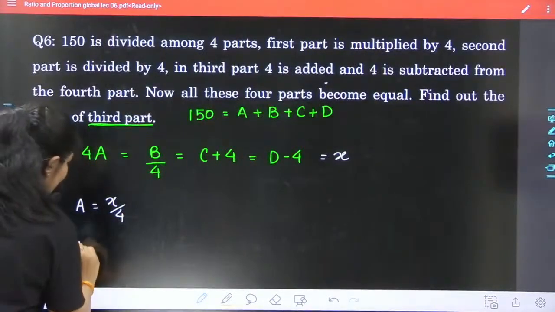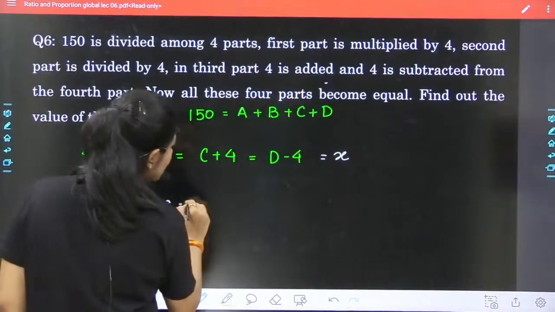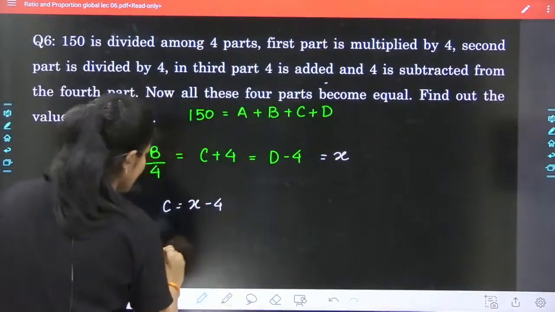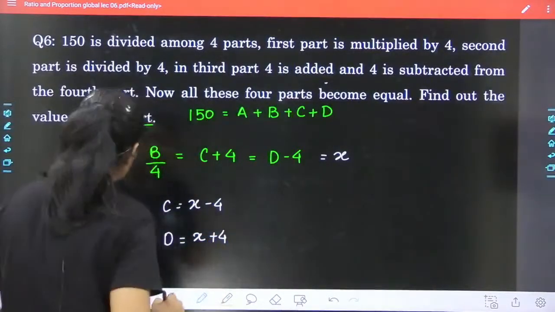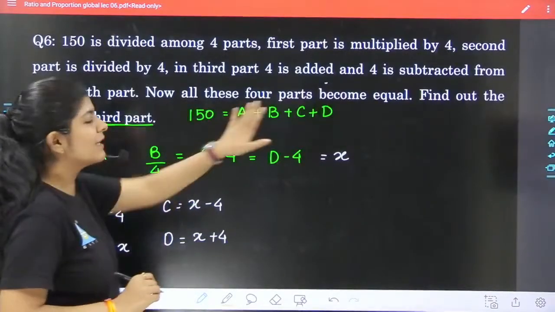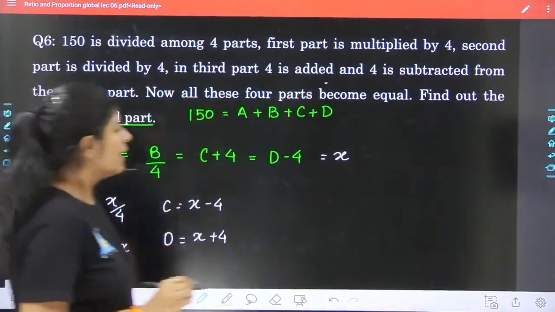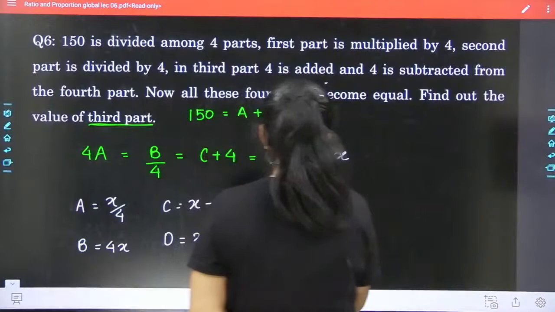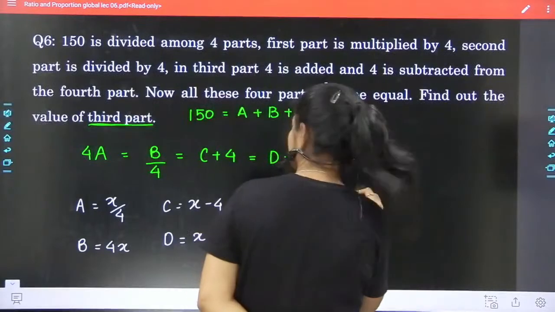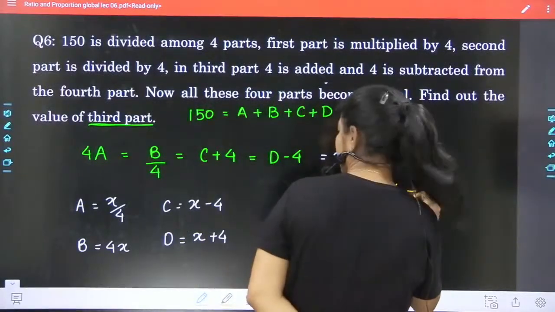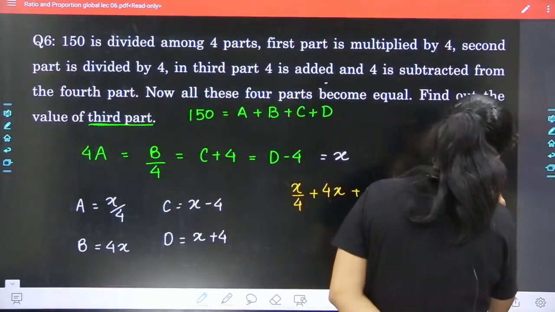B is equal to 4x. C is equal to x minus 4. And D is equal to x plus 4. Now just put all these values in this equation. I am having just one variable and one equation. So from this I can write x by 4 plus 4x plus x minus 4 plus x plus 4, that is equal to 150.